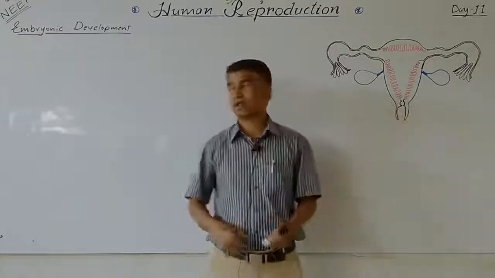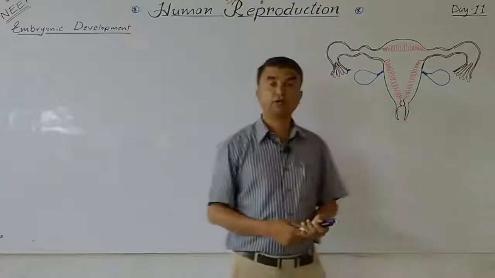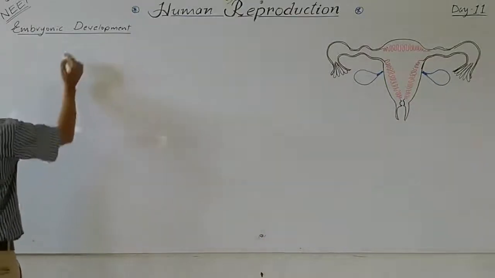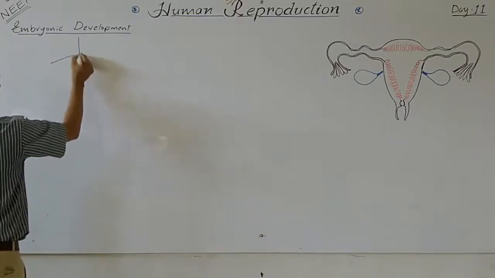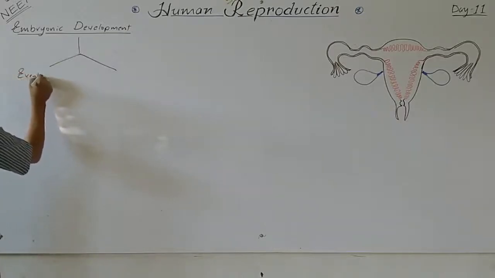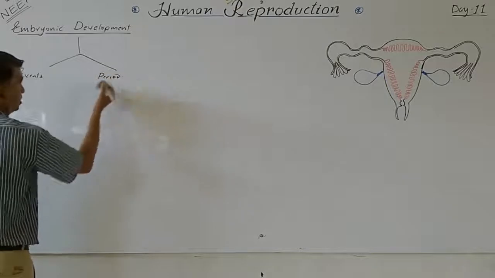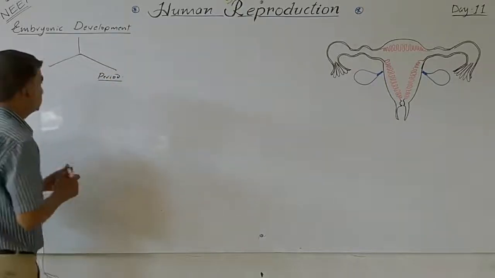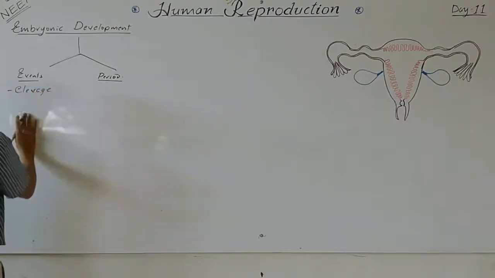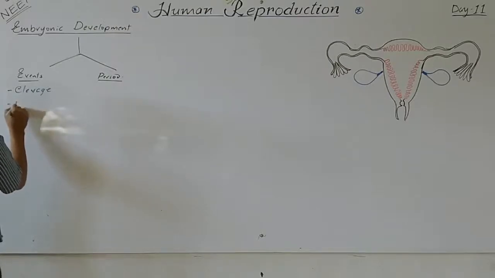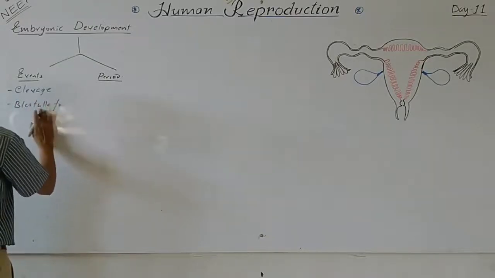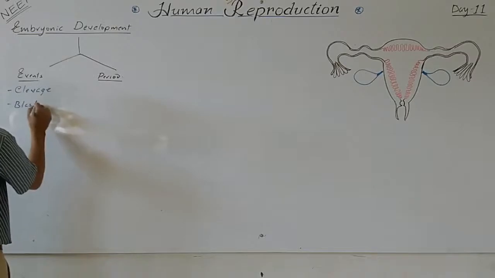Clear? So now, after fertilization, what happens? That is embryonic development. Embryonic development includes many events. It can be divided into two phases. What are the events included in the embryonic development? First one is cleavage. Second one is blastocyst formation.